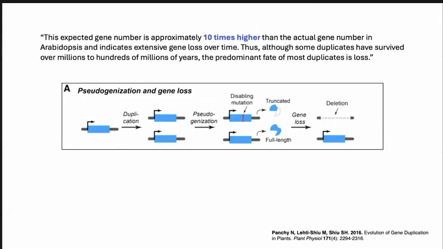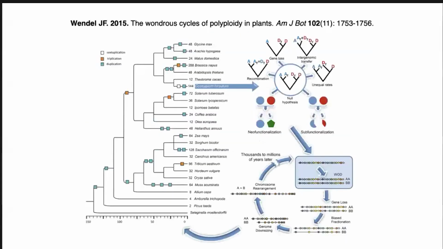And although some duplicates have survived over millions, or hundreds of millions of years, the predominant fate of most duplicates is loss. And it's mostly loss we think of as pseudogenization. So pseudogenes are formed, followed by loss of these non-functional genes. So it's pretty typical. And I'll call this fractionation. This is what it's called primarily in the polyploidy literature.